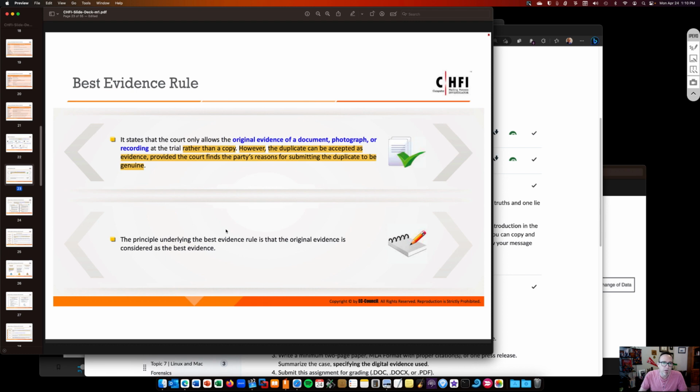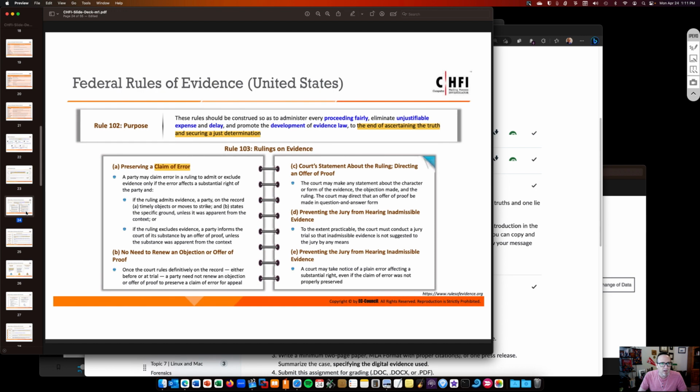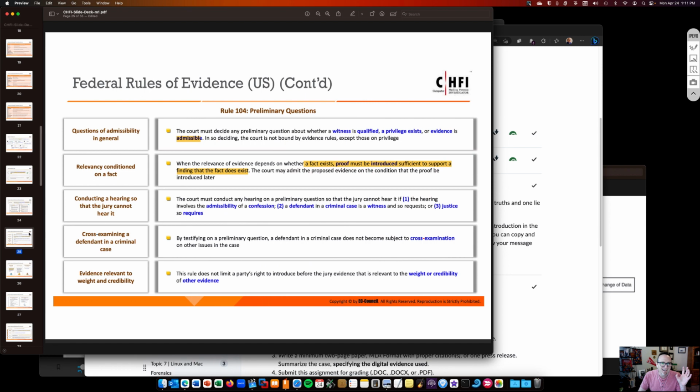Cloud's a huge one. This comes into play. So keep that in mind. This is called the best evidence rule. It's a very important concept you need to understand. I'm not going to go through these rules because, again, best evidence rule has to play into this. But there is any claim of error. Again, you need to show that the evidence itself is asserting the truth and securing its determination here. So there's rule 102 with purpose. There's a lot of rules here. Of course, we have rule 104, admissibility. So it must decide whether the witness is qualified or an expert witness.